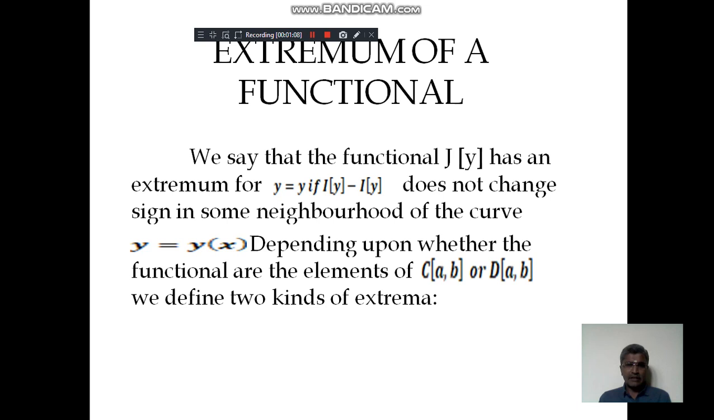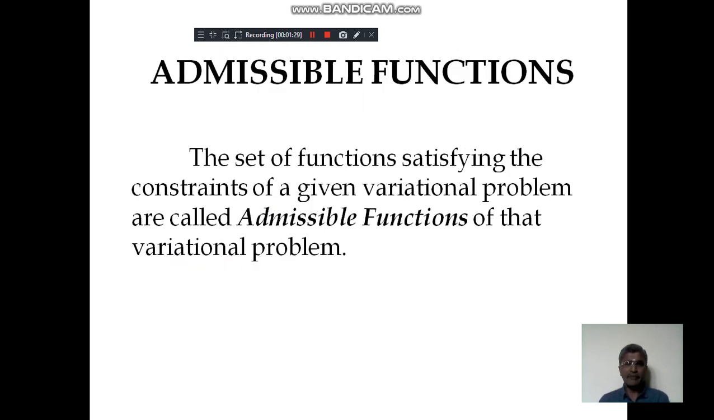Extremum of a functional. We say that the functional I of y has an extremum for y equal to y0 if I of y minus I of y0 does not change sign in some neighborhood of the curve y equal to y0 of x, depending upon whether the functions are the elements of C of a comma b or D of a comma b. We define two kinds of extrema. Admissible functions. The set of functions satisfying the constraints of a given variational problem are called admissible functions of that variational problem.